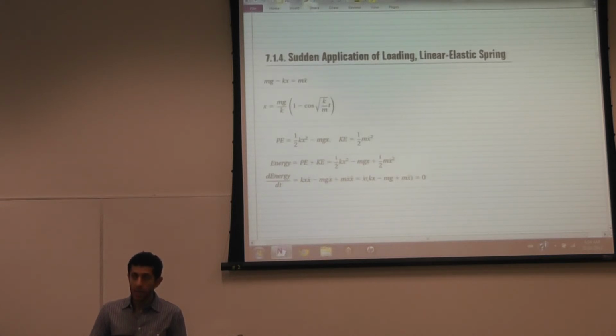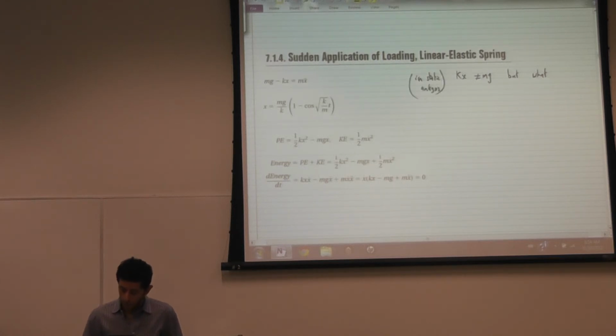The difference between static and dynamic is the following. In static analysis, we're saying Kx is not necessarily equal to mg, but what is x so that Kx equals mg? What is the deformation of the object so that the external forces are in equilibrium with the internal forces of the object?